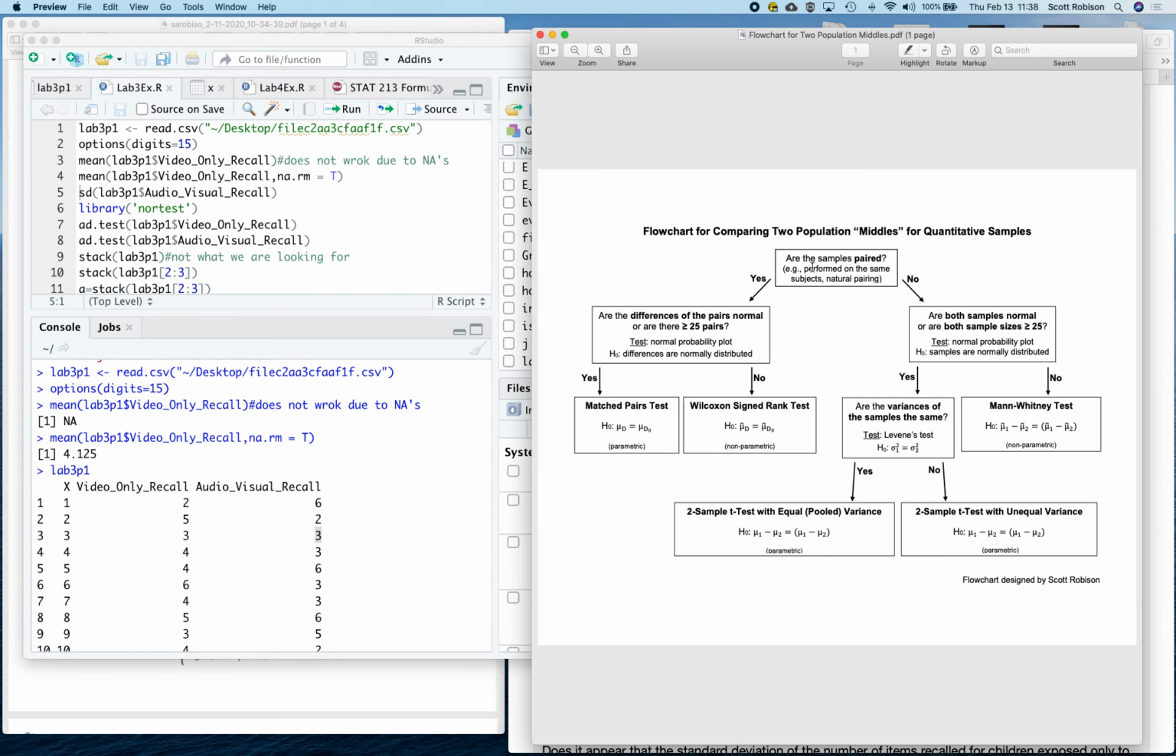So here, are the samples paired? The answer should be no. Are the data normally distributed?